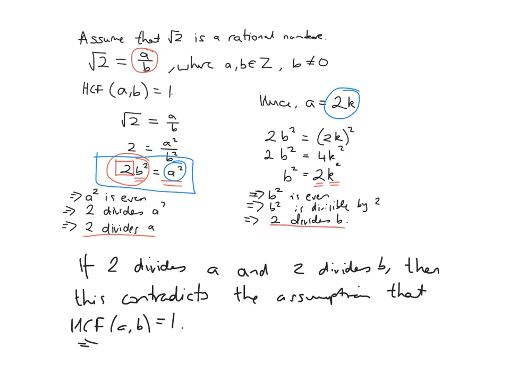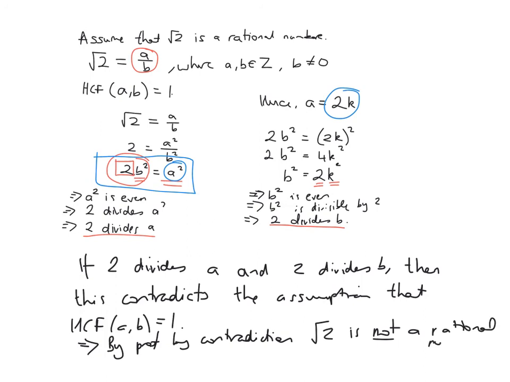So therefore, by proof by contradiction, root 2 is not a rational number. And that is the proof that you will need to learn off by heart in order to show that root 2 is irrational, or root 2 is not a rational number.